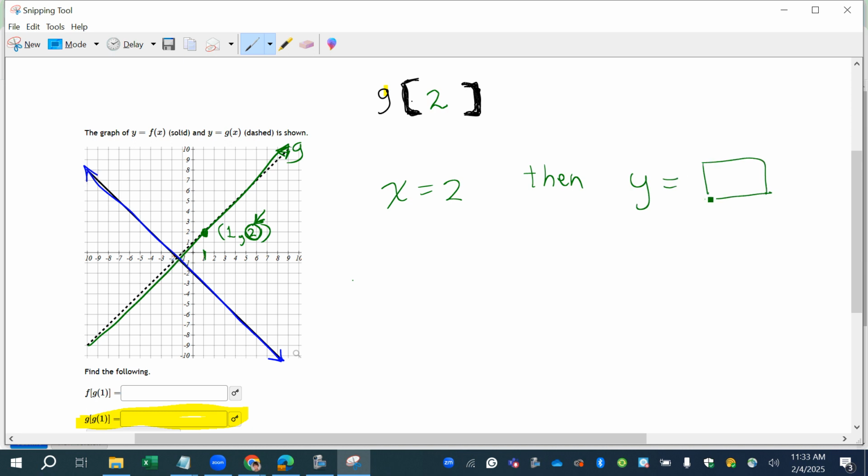Okay, so now I go to where x equals 2. Yes, I'm staying on the green line this time because it's g of g, right? So both parts, both steps in this problem are using the green function. And so here I get the coordinates 2, comma 3. So that should be my answer right there. So that is what I would put there in the answer box.